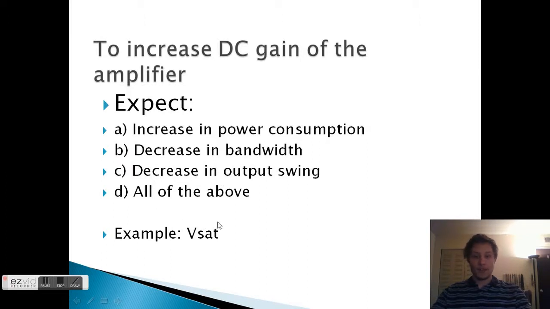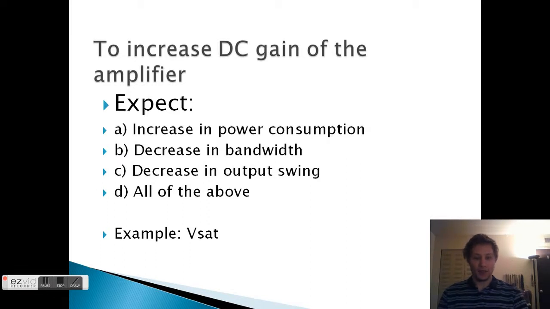If you increase VSET, you're going to be increasing the current, and by increasing the current, due to Ohm's law, power is equal to V times I, and if you're increasing I, you're increasing the power consumption.